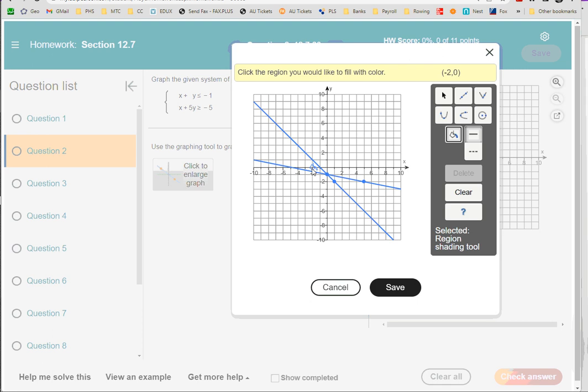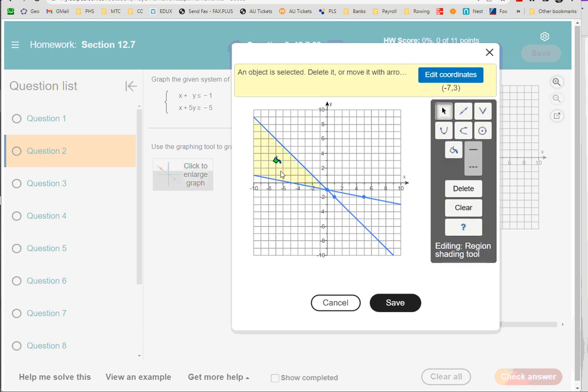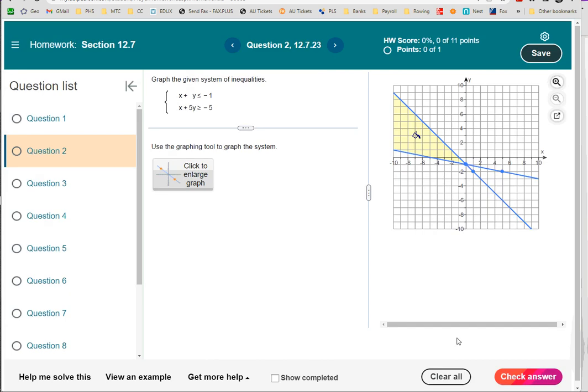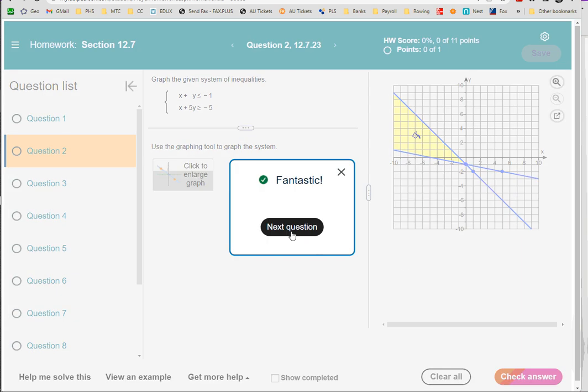Let's choose -2, 0. So -2 plus 0 is -2, and -2 is bigger than -5. So this is the region we want to shade. If we just click on that, it goes ahead and shades that in. I just click Save, check Answer, and fantastic, we've got it. Okay, so I wanted to show that so that we could see how to go ahead and put those in place.